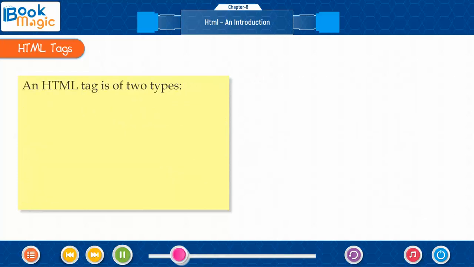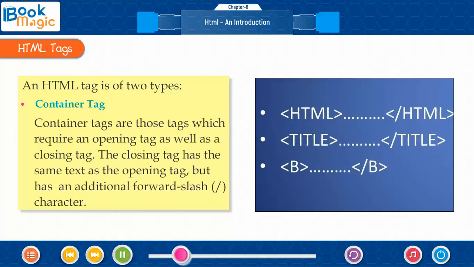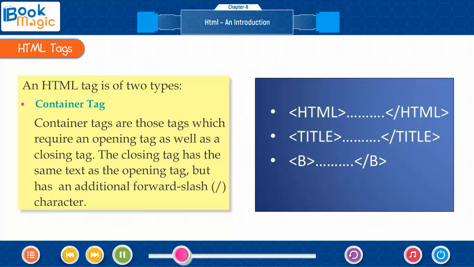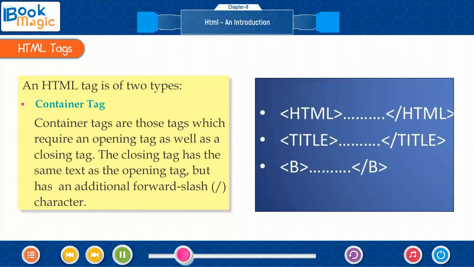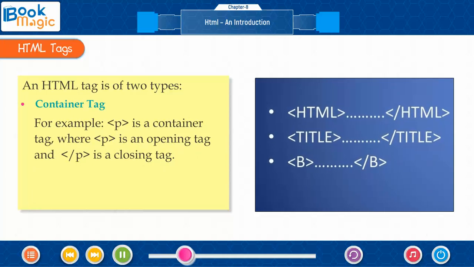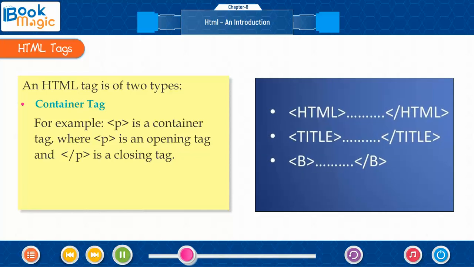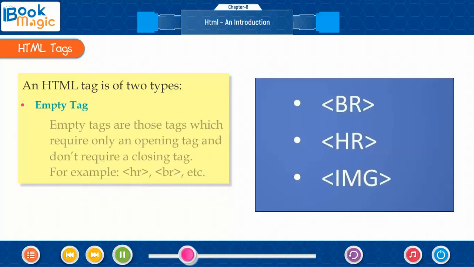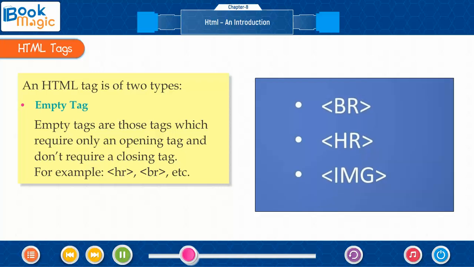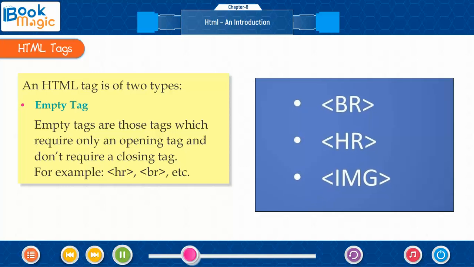An HTML tag is of two types. Container tag. Container tags are those tags which require an opening tag as well as a closing tag. The closing tag has the same text as the opening tag but has an additional / character. For example, <p> is a container tag where <p> is an opening tag and </p> is a closing tag. Empty tag. Empty tags are those tags which require only an opening tag and don't require a closing tag. For example, <hr> tag, <br> tag, etc.